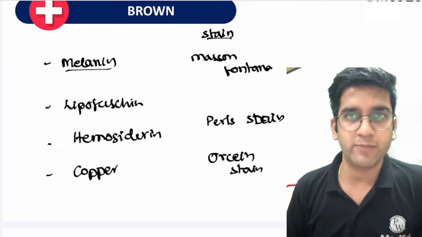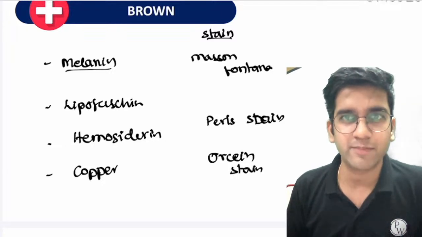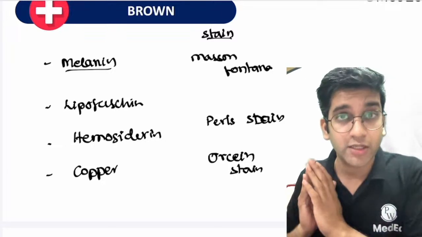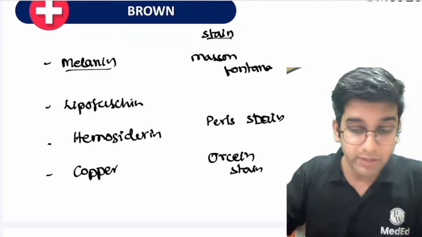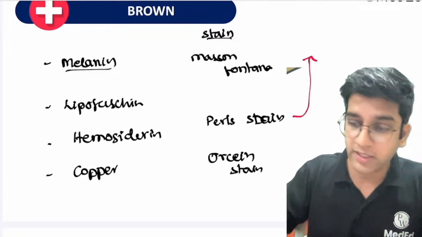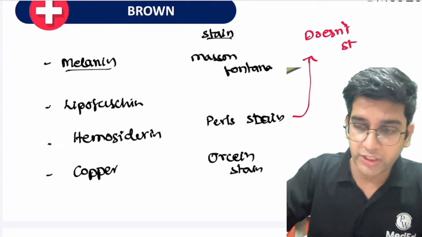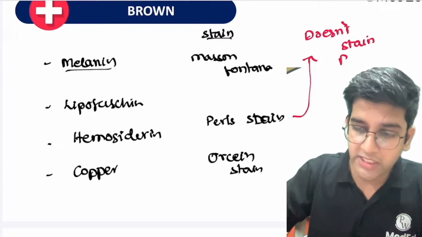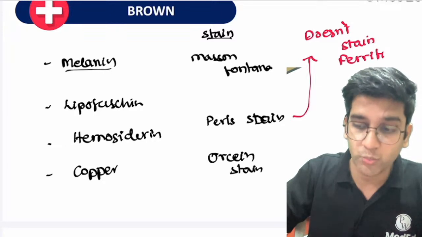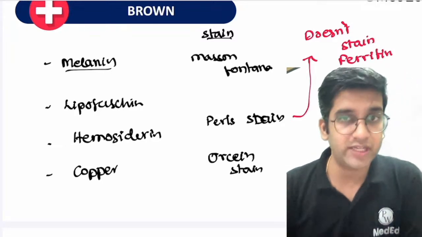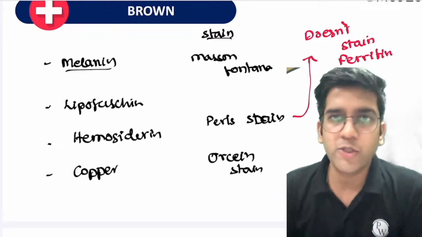Only hemosiderin or both ferritin and hemosiderin? You know the answer. Perls' will stain only hemosiderin. Perls' will never stain ferritin, right? Remember that it doesn't stain ferritin, right? It stains only hemosiderin, which means it stains only the pathological iron. It will not stain ferritin. Keep this in mind, fine? It's a new information for you.